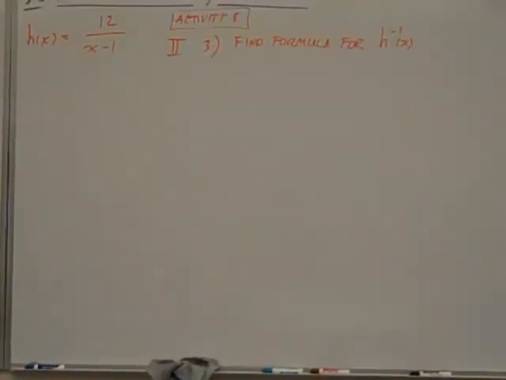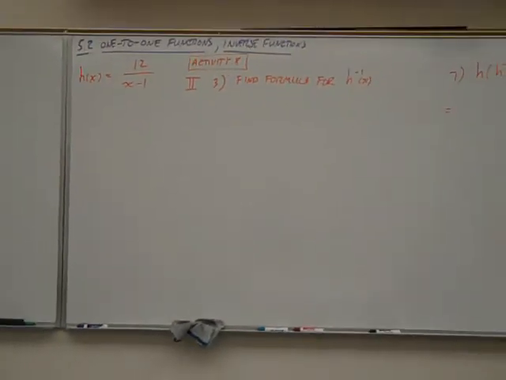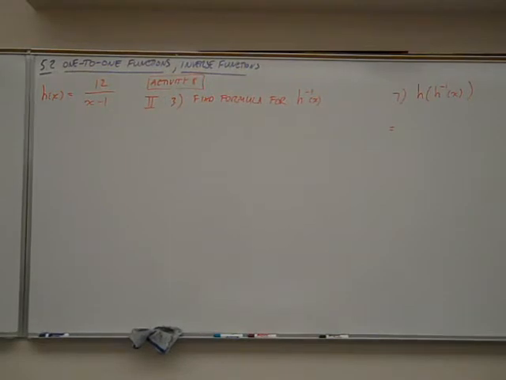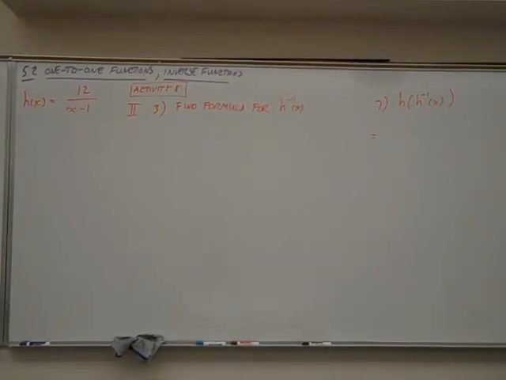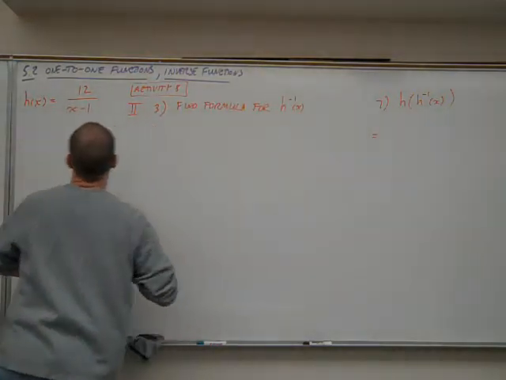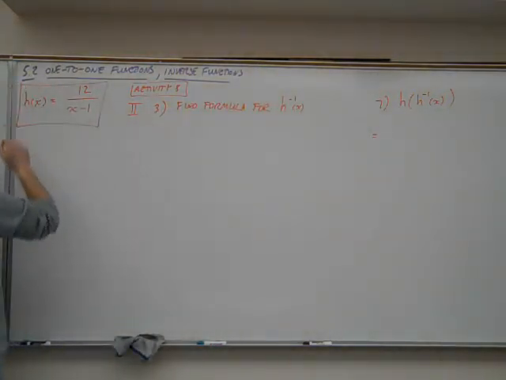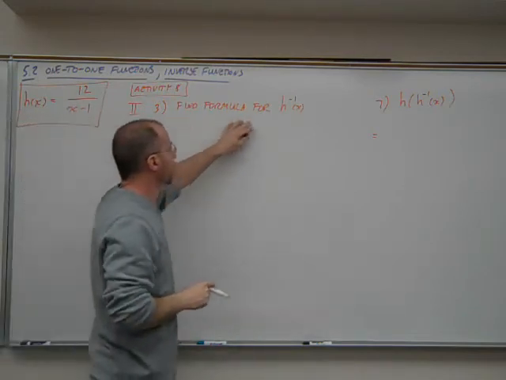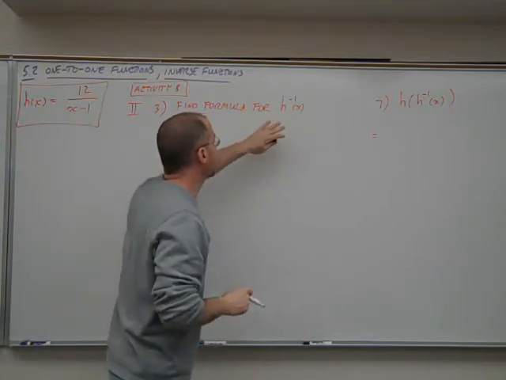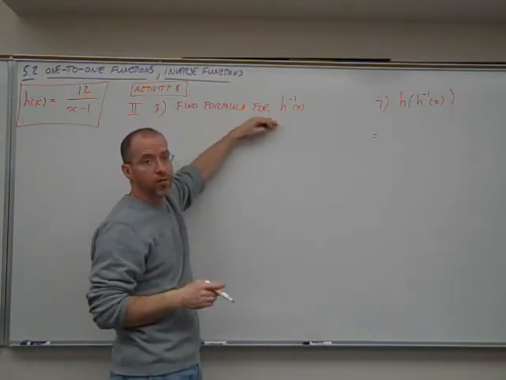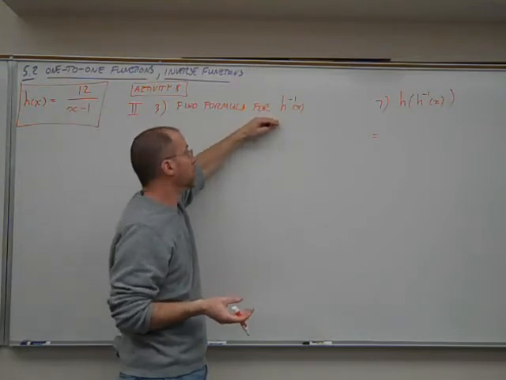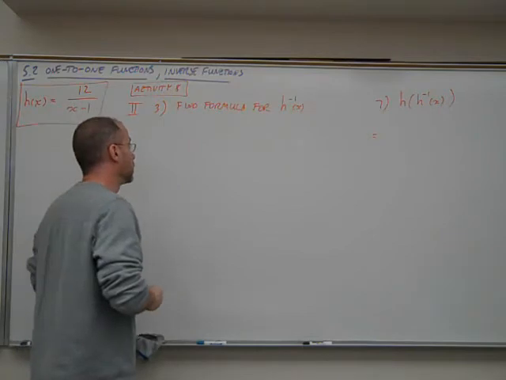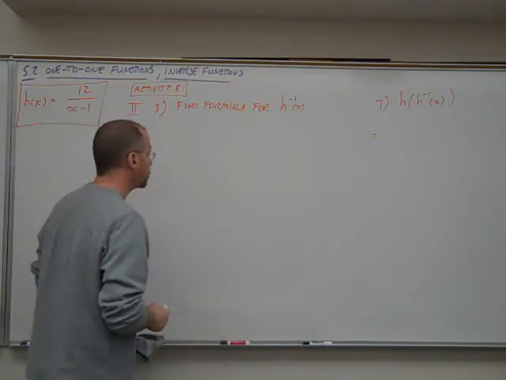Let me come back to the board and open this up a little bit and see if I can get these examples done. So here is the function definition for H of X in activity 8, the rational function 12 over x minus 1. And in part 2, number 3, it says find a formula for H inverse of X. Here is an important part of the homework, finding formulas for inverses. So I'm going to use this example to introduce this idea, and I'll try to go slow enough for you to catch this.